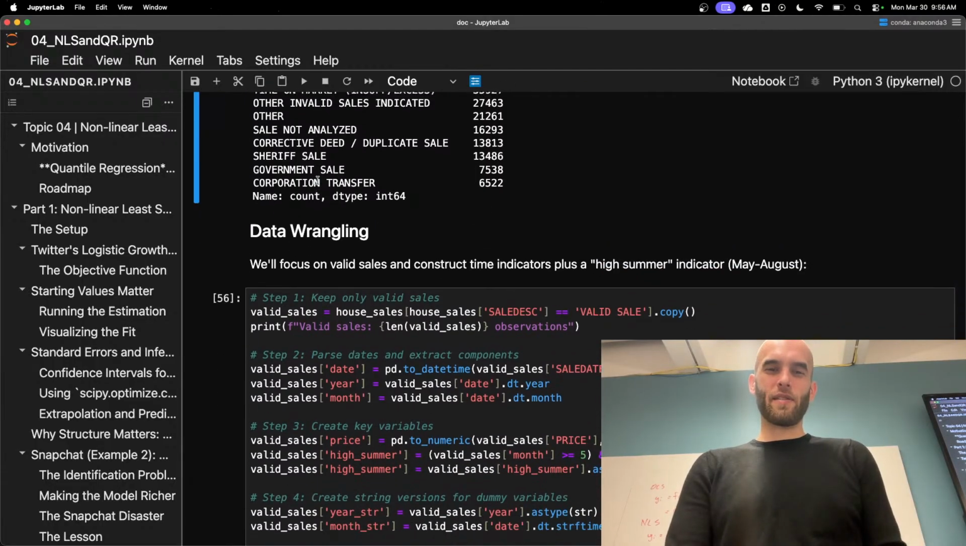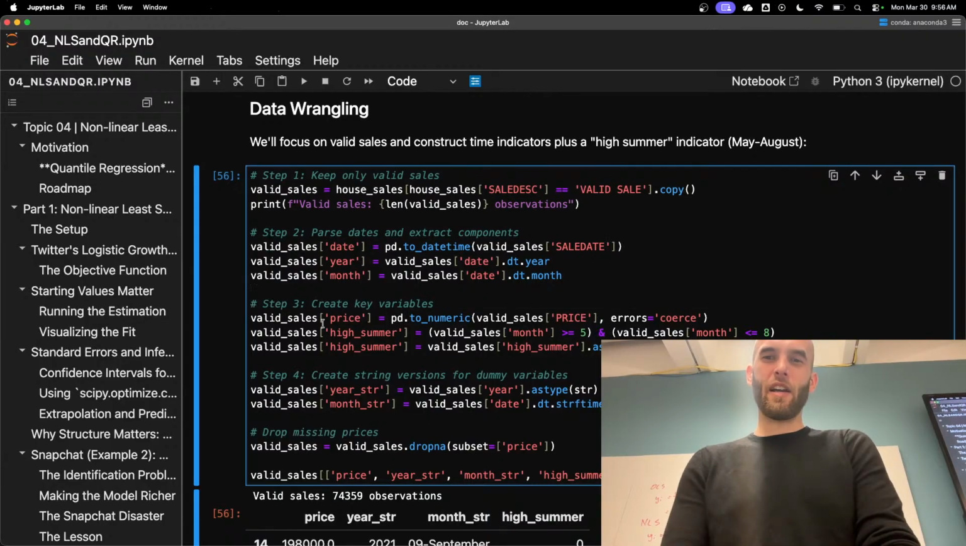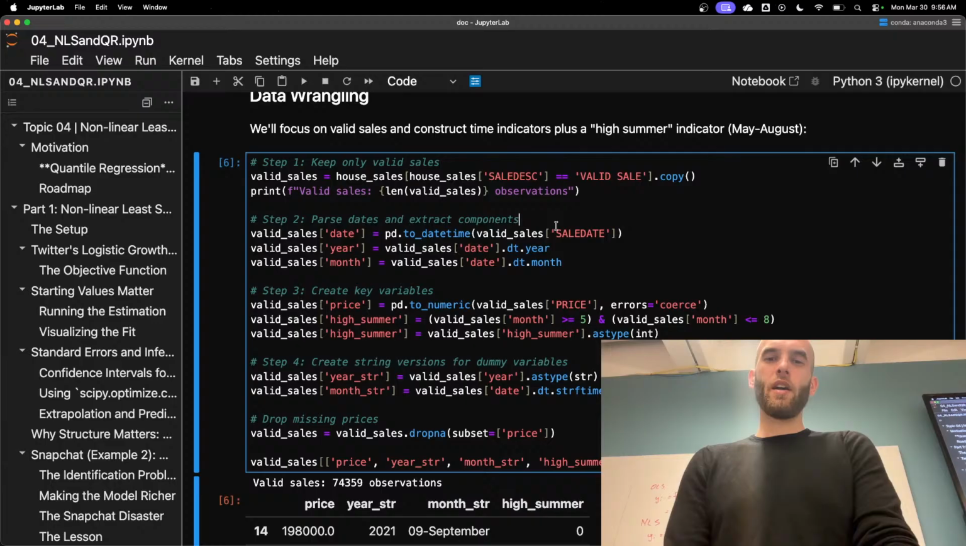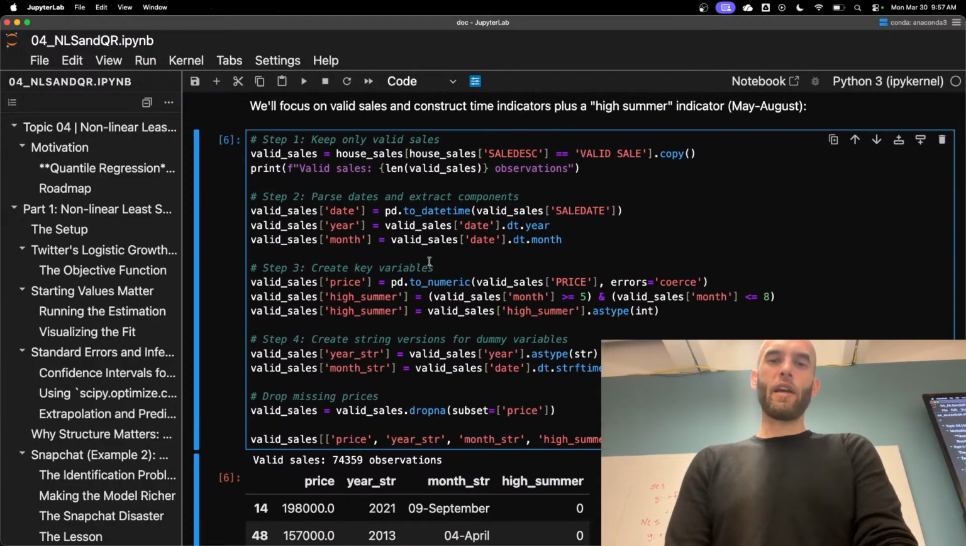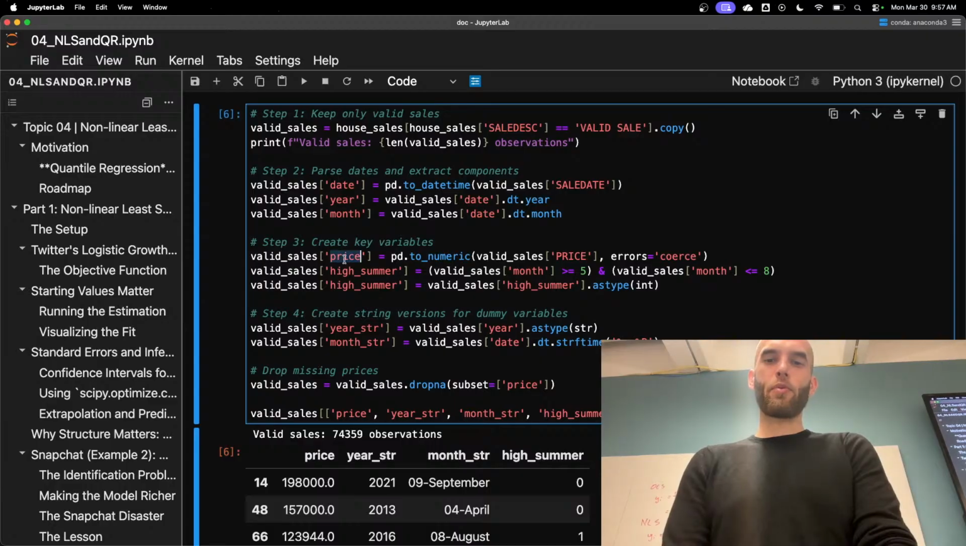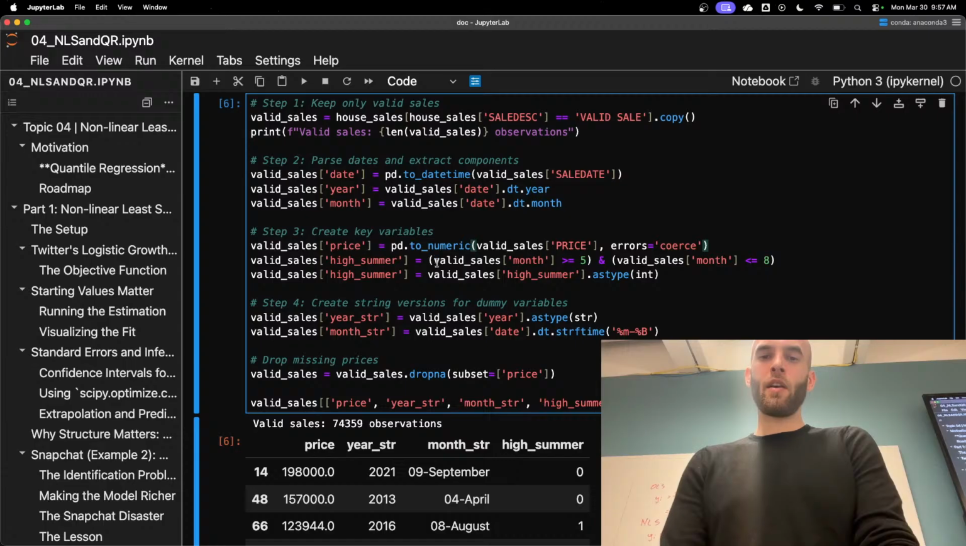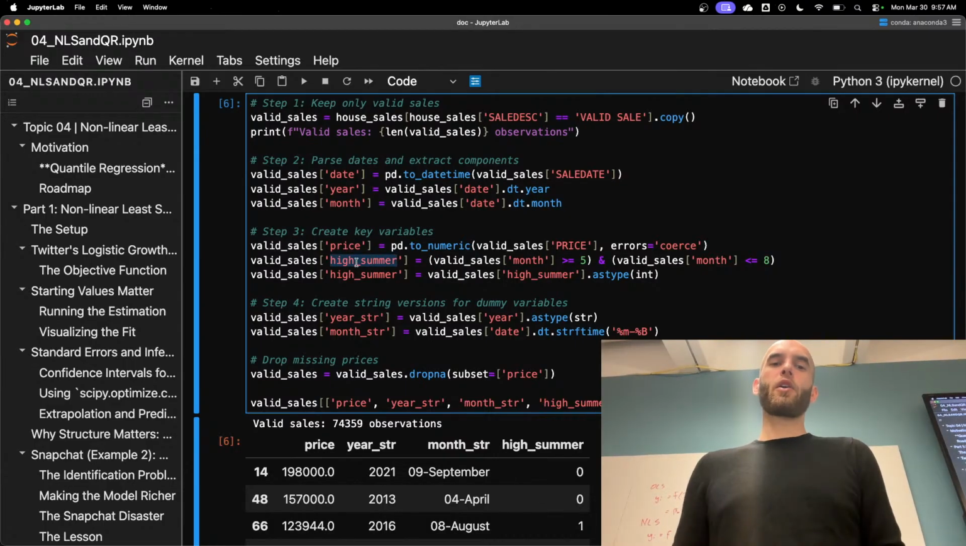So these are just some descriptions. I have a bunch of data wrangling here. This is not that important, so I'm just going to run it. But essentially what we're doing is we're looking for valid sales. We're reformatting a few things. We're creating a price variable. The price originally was not strictly numeric, so I'm forcing it to be a number. And then I'm creating an indicator variable for high summer. So this is just, is it May through, what's this, August? And then I'm creating an indicator variable for this.